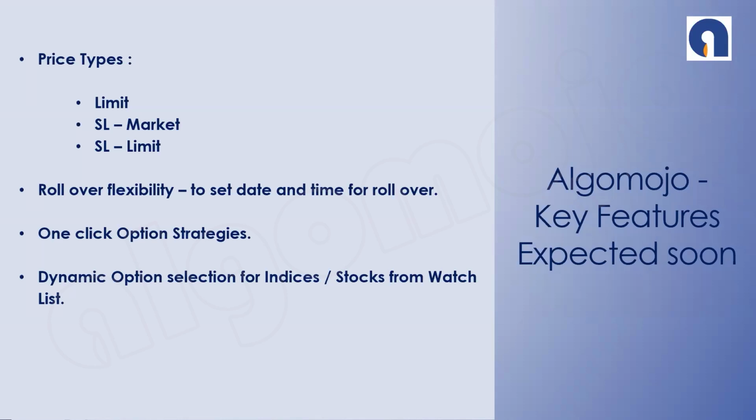Then we are working on a one-click option strategy. Suppose you have an iron condor and there are multiple legs. Today you have to create all the legs independently. However, you will have a facility by a click of a button. All the legs will be predefined, and based on a single signal, all the legs can be executed or orders can be placed as such. Then similarly, dynamic option selection for index and stocks from the watch list can also be added and executed. So these are some of the other facilities that we are working on, which should be rolled out in the next couple of weeks as such.